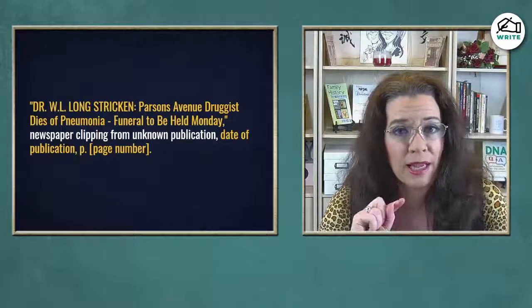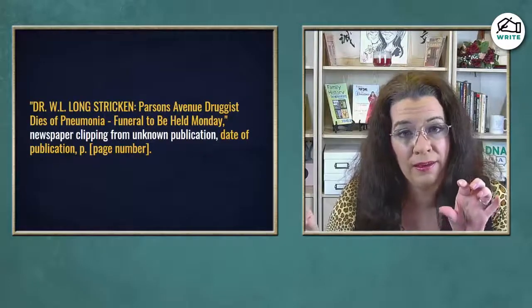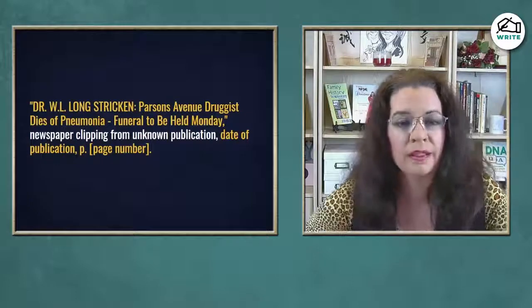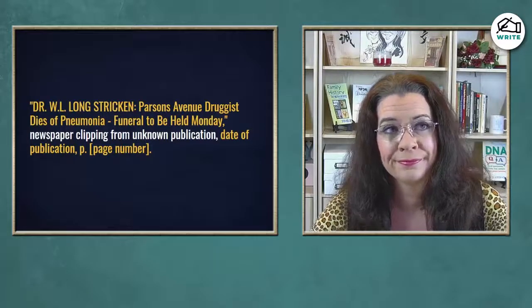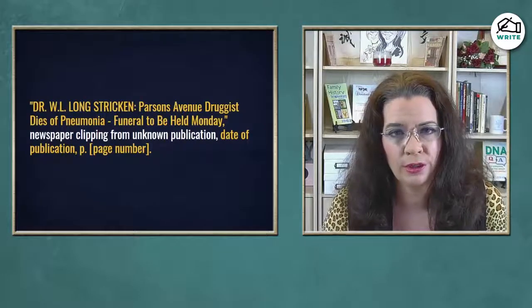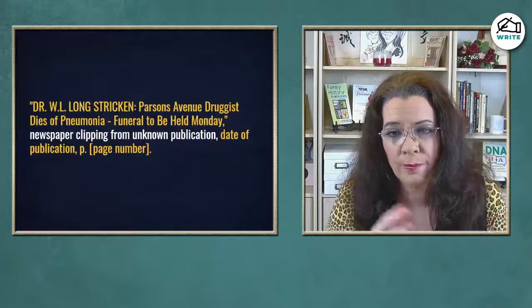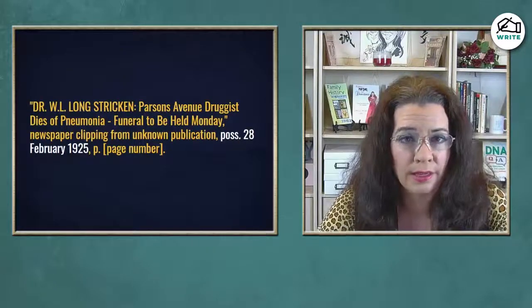Now, that seems like we're cheating, but we're going to say where we found this clipping in just a little bit. So for now, this works. If this was their standalone entry, I wouldn't necessarily go this way, but we're going to be citing the newspaper clipping and then the scrapbooks, so this is sufficient. Next, we can add a possible date of publication.